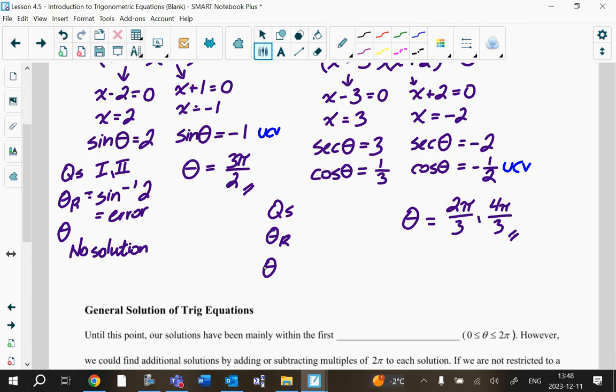What quadrants are my answers going to be in? Cos positive, 1 and 4. Reference angle, take the inverse cos of 1/3. And make sure your calculator's in the right mode. And that should give you 1.231.